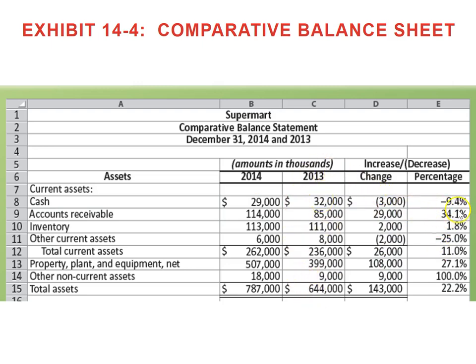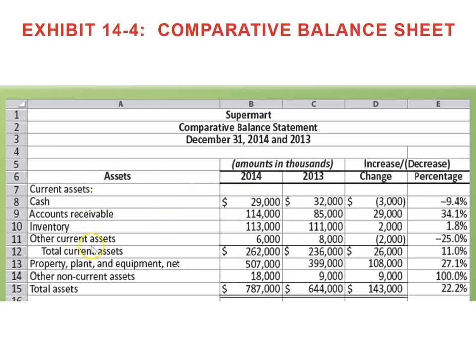So if you need to express it as a percentage, what you need to do is take the change, which here for cash is minus 3,000, and then divide it by 2013's number, which is 32,000. That means minus 3,000 divided by 32,000, and you will find minus 9.4%. That means your cash actually decreased by 9.4%.